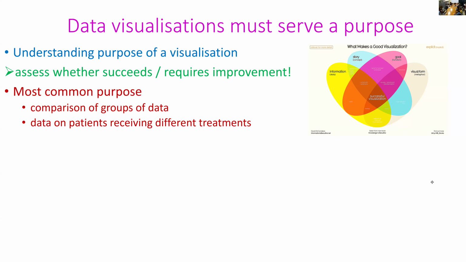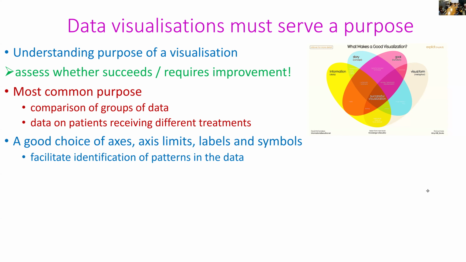The most common purpose of a graph or table is when we compare 2 groups of people. That's where a graph or table is useful: making comparisons. A good choice of x-axis, y-axis, and data points helps identify patterns, even symbols. If you don't make a good choice of x-axis and y-axis, it will hamper your data or the story you're trying to tell.